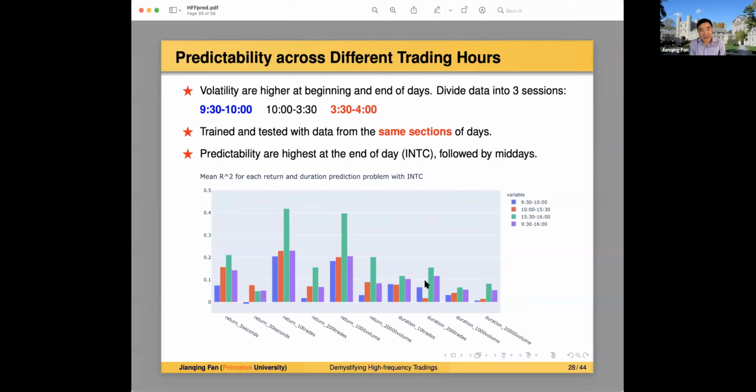Now you may be curious, what is the time interval that has better predictability? So we divide the time into three different zones: 9:30 to 10, 10:30 to 3, and 3 to 4 o'clock. If we divide into these three time intervals, we only use the data in the same interval for training. We showcase only Intel here. The most predictable is 3 to 4:30, and the least predictable is probably the morning trading, 9:30 to 10, and so on.